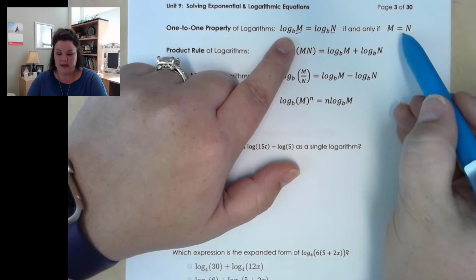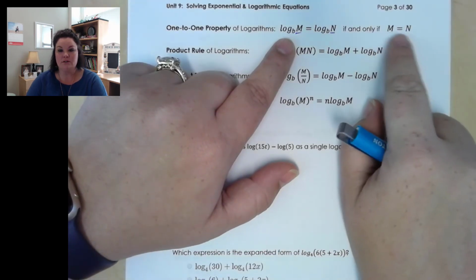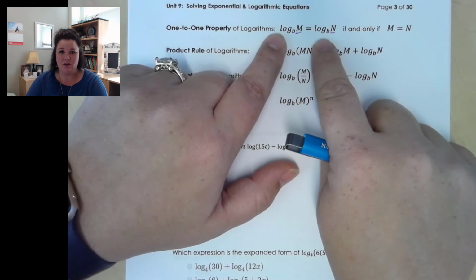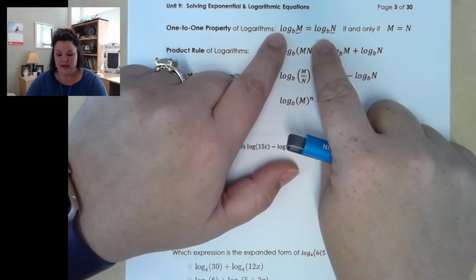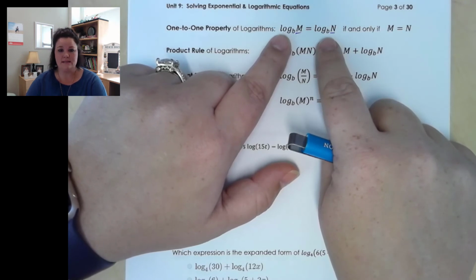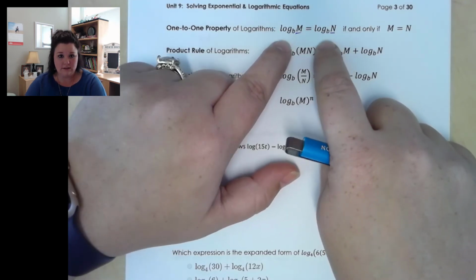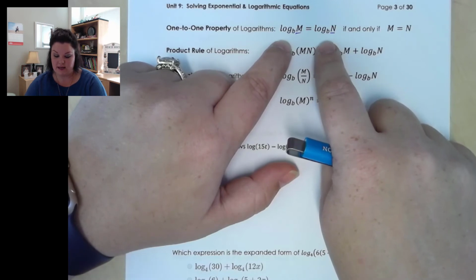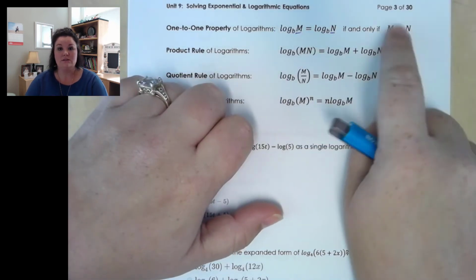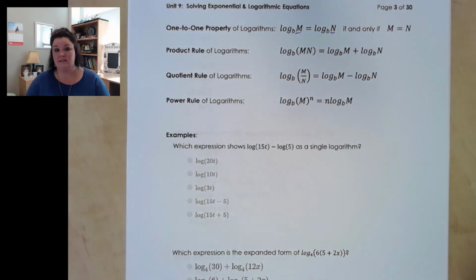Okay, so that means if we have two equal numbers, we can slap a log on both sides and it will maintain its equality. Or if we have two log terms that are equal to each other, as long as they have the same base, we can actually just drop the logs and make the assumption that the numbers inside those logs have to be equal. So we'll see that one a lot more here in a couple sections.